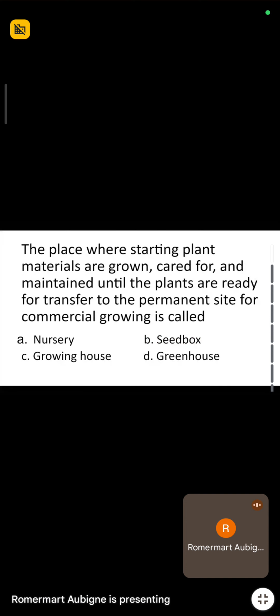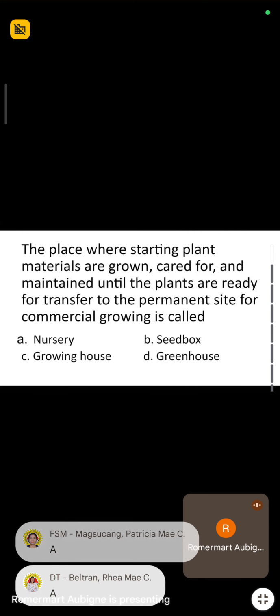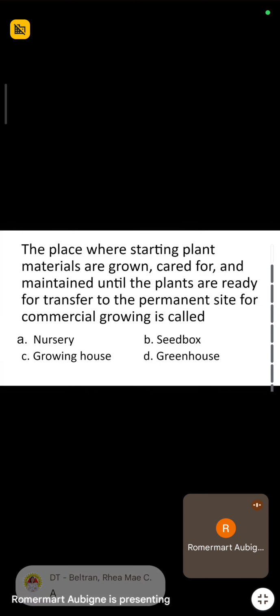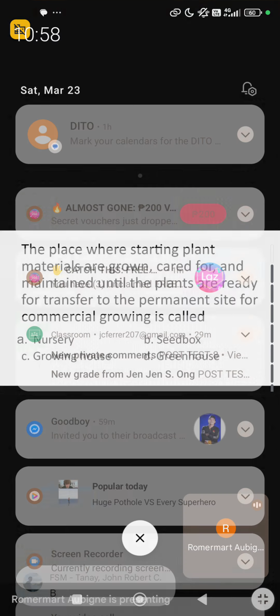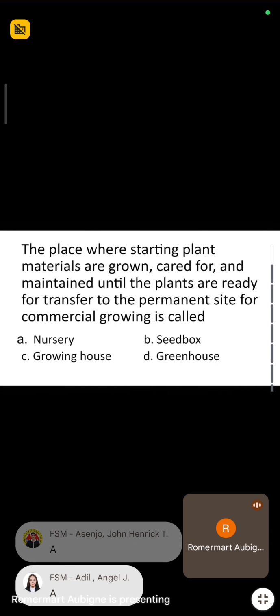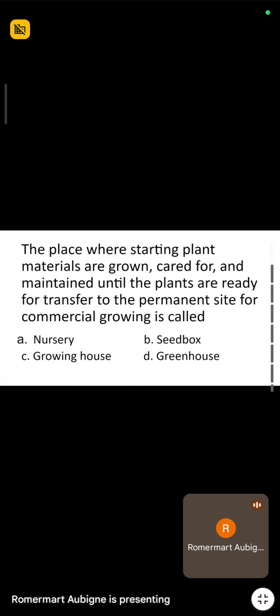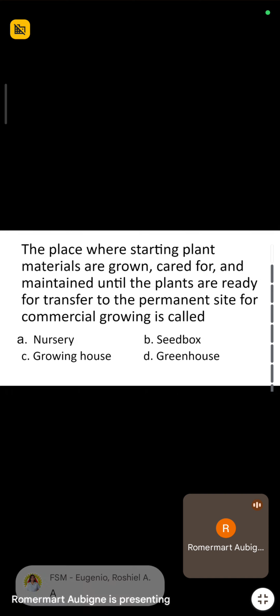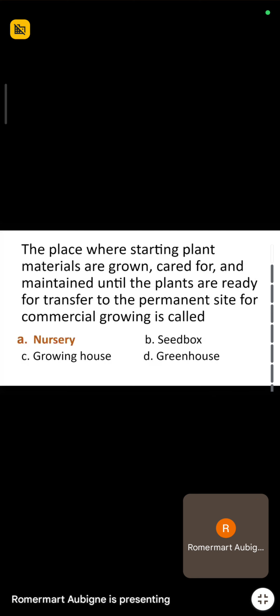Next, the place where starting plant materials are grown, cared for, and maintained until the plants are ready for transfer to the permanent site for commercial growing is called, anong tawag po natin doon? A. Nursery, B. Seed box, C. Growing house, or D. Greenhouse. Ano yung tawag talaga natin doon? The correct answer is nursery.